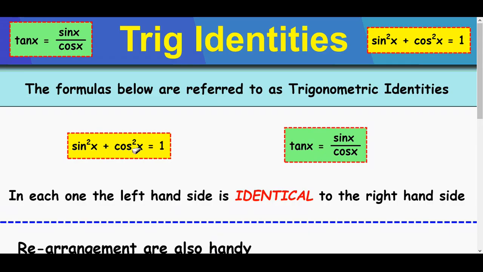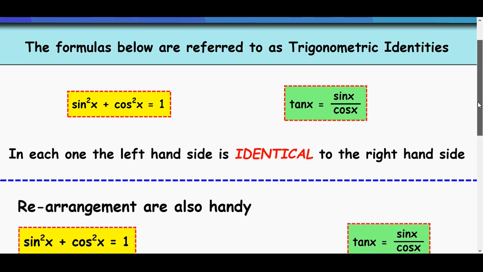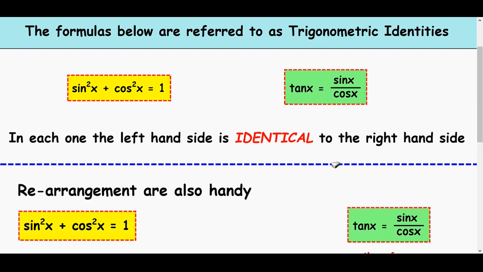Okay, now we've got those two identities. You never usually have to prove them. I've not seen that in any exam paper so far. It's quite nice to see where they come from, but I've never seen that you have to explain where they come from. But you certainly have to use them, and sometimes when you use them, rearrangements are handy. And we're also going to talk about this left-hand side and right-hand side.